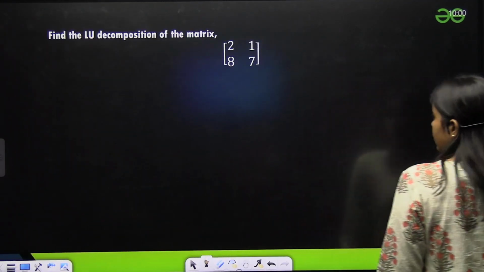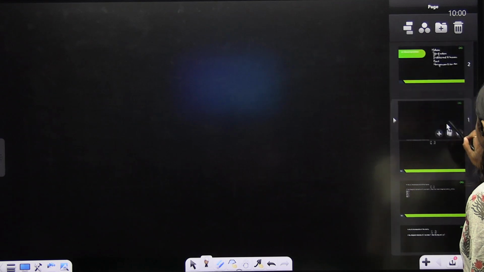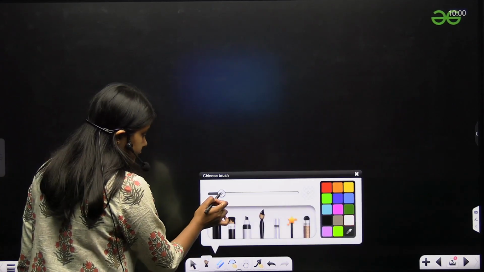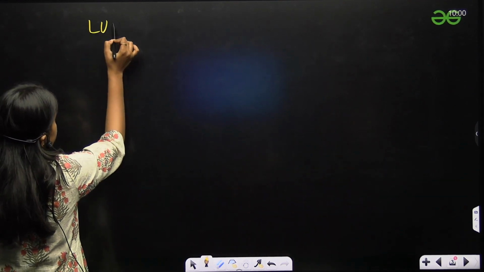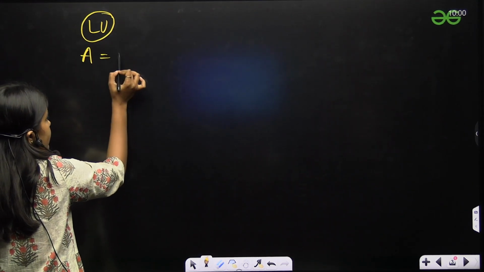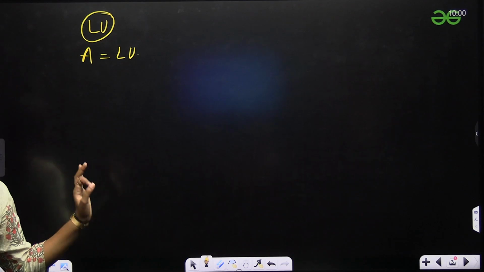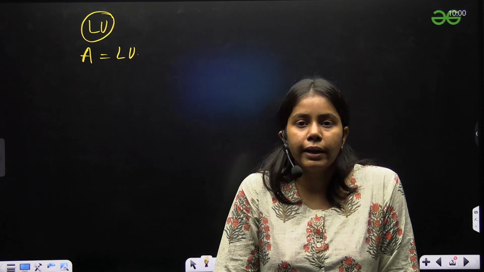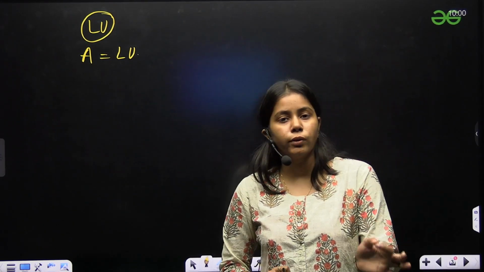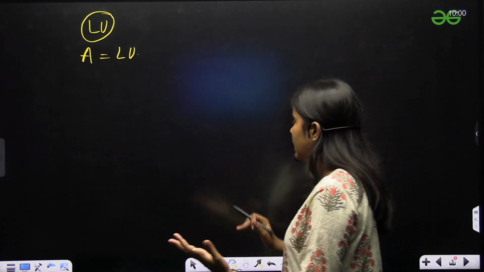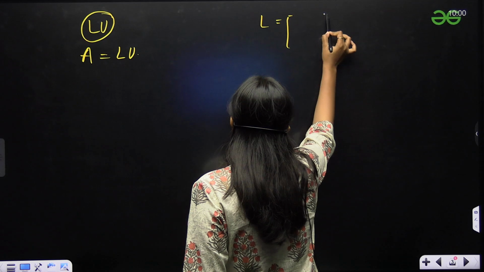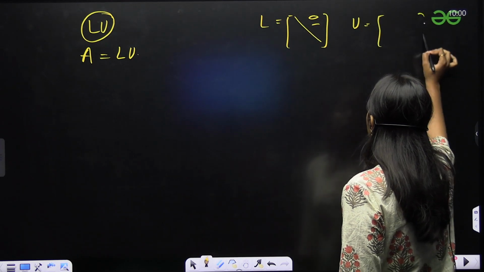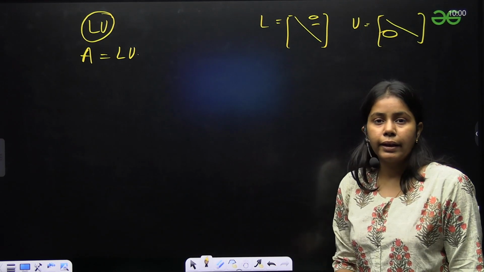Now the question arises: what is an LU decomposition of a matrix, and how do we find it? If I talk about LU decomposition, I just want to decompose my matrix into two matrices, A equals LU, where L is lower triangular and U is upper triangular. We have already covered types of matrices, and we know what a lower triangular matrix and an upper triangular matrix are. A lower triangular matrix is a matrix in which all the elements above the diagonal are 0, and an upper triangular matrix is one in which all the elements below the diagonal are 0. That is my LU decomposition.